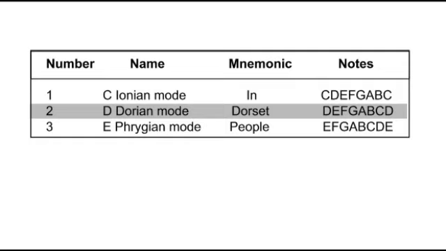The third mode of the scale of C major is the E Phrygian mode. Some people pronounce it Phrygian, some people say Phrygian. Doesn't much matter. To remind us of the P for Phrygian, we add the word "people" to our mnemonic, so we've so far got "In Dorset People". The notes of the E Phrygian mode are E, F, G, A, B, C, D and E. The C major scale from the 3rd to the 10th note.